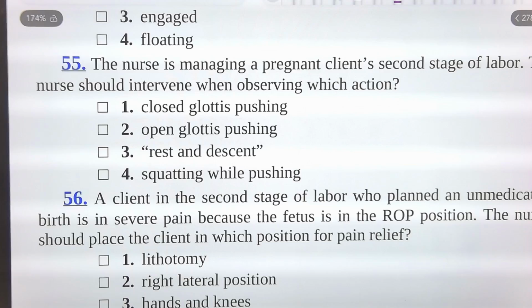Let's read the next question, that is 55. The nurse is managing a pregnant client's second stage of labor. The nurse should intervene when observing which action? Read all the options very carefully and let me know the right answer. So answer number 1 will be the correct one, that is closed glottis pushing.